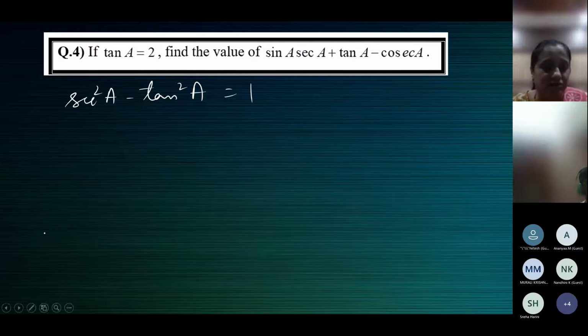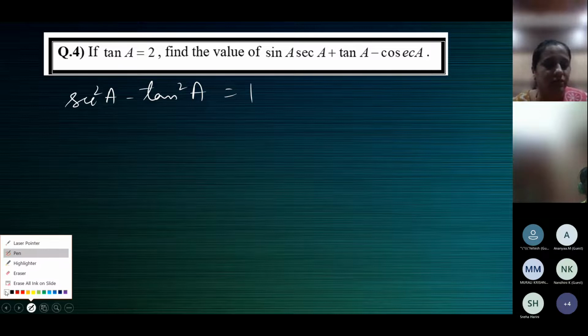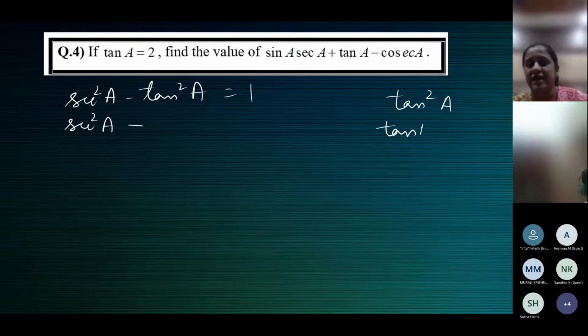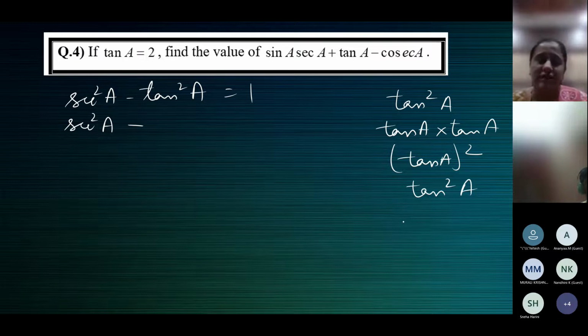So this is the identity. Now, why are we using this identity? Because we are given the value of tan A. So when we use this identity, secant square A minus tan square A is equal to 1. I told you tan square A is nothing but tan A into tan A, meaning tan A the whole square is written as tan square A.